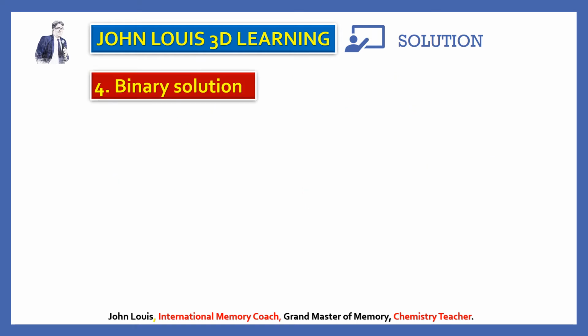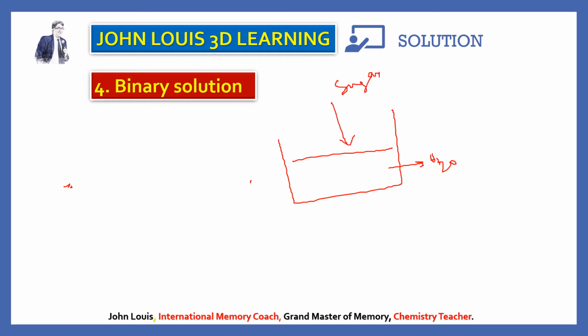The next heading is binary solution. What is binary solution? Binary solution is a solution. That means it is a homogeneous mixture of only two components. That means there should be one solute and one solvent. Same example we take, water and sugar. Water is a solvent and sugar is a solute. Here how many components are there? One solute and one solvent. Therefore, there are only two components present in the solution. Therefore, this is known as binary solution.